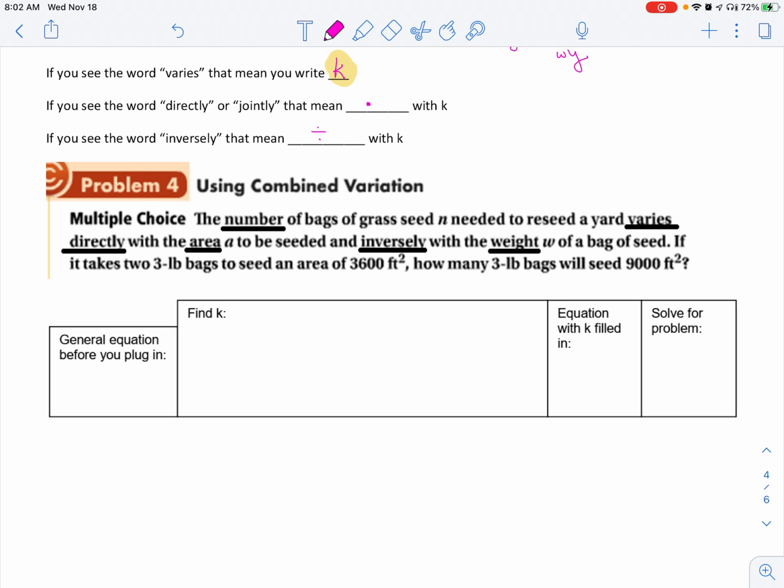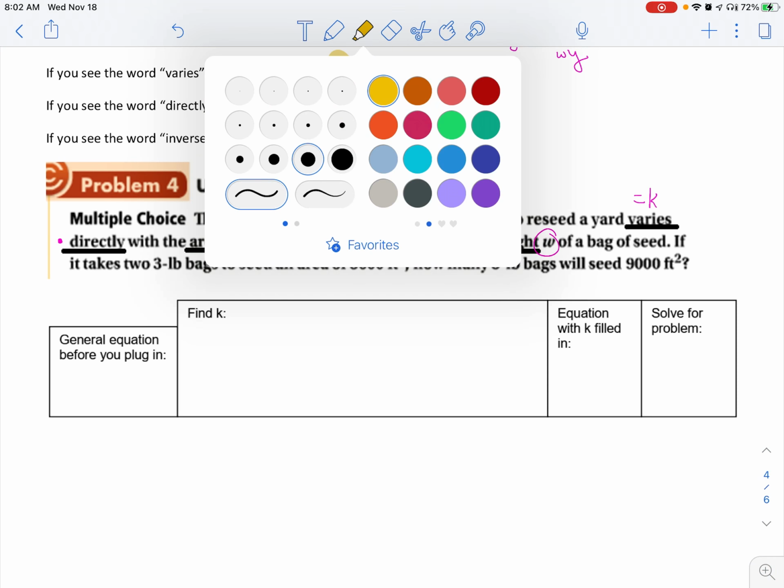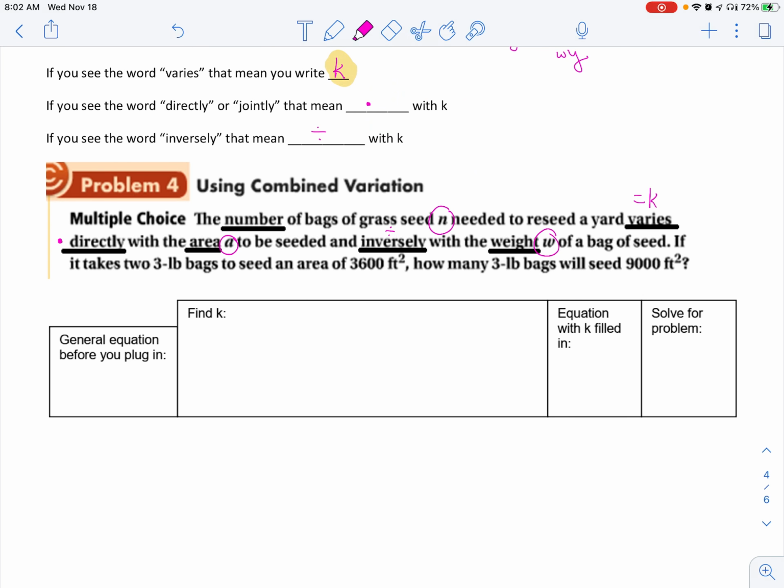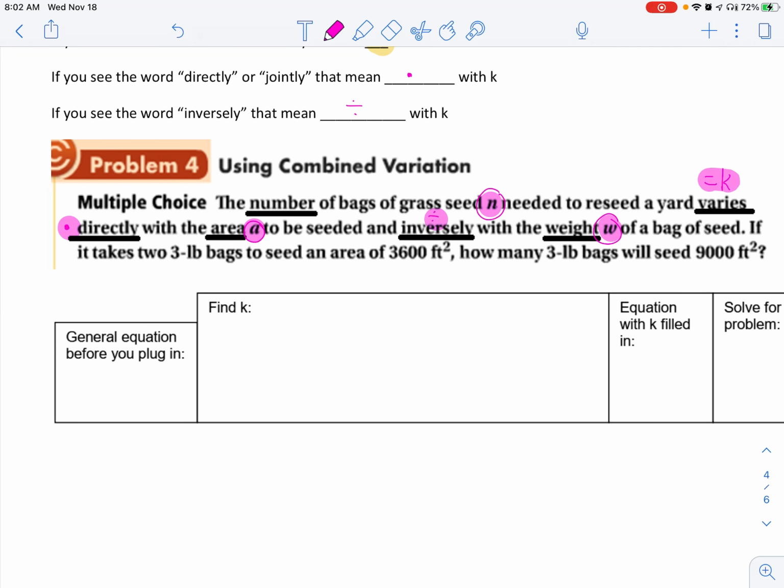Okay, here we go. The number of bags, so it's n, needed to reseed a yard varies, that equals k, directly, that means multiply, with the area, a, to be seeded, and inversely divided with the weight, w. So just focus on the highlighted things. N varies directly with area and inversely with W. Okay, let's go ahead and fill in with just letters, the general equation before you plug in. N varies directly with area, inversely with weight.